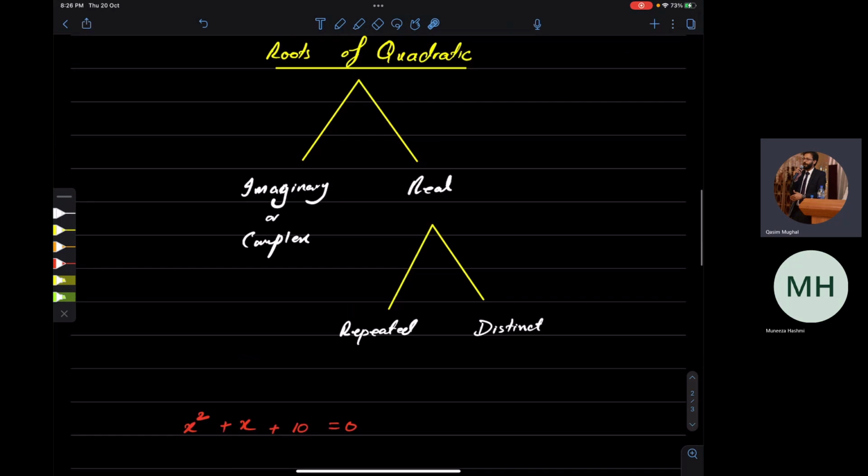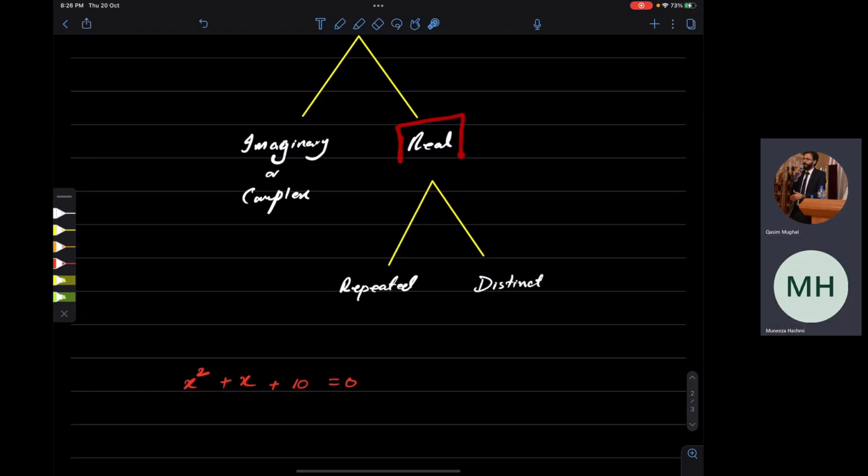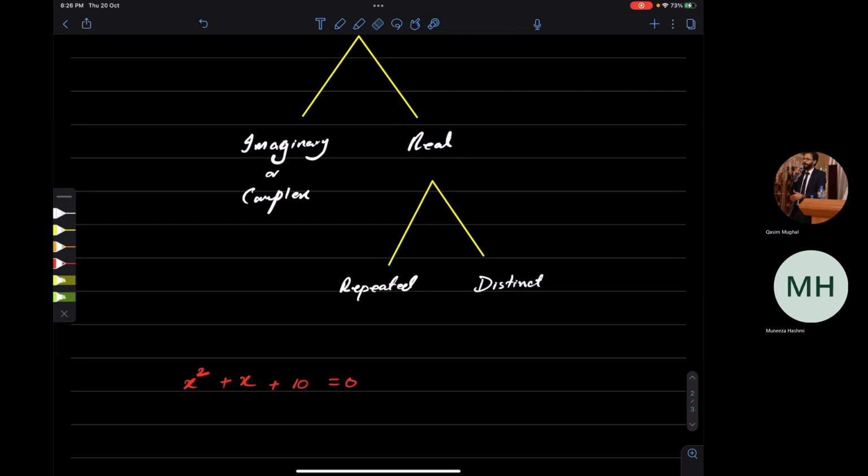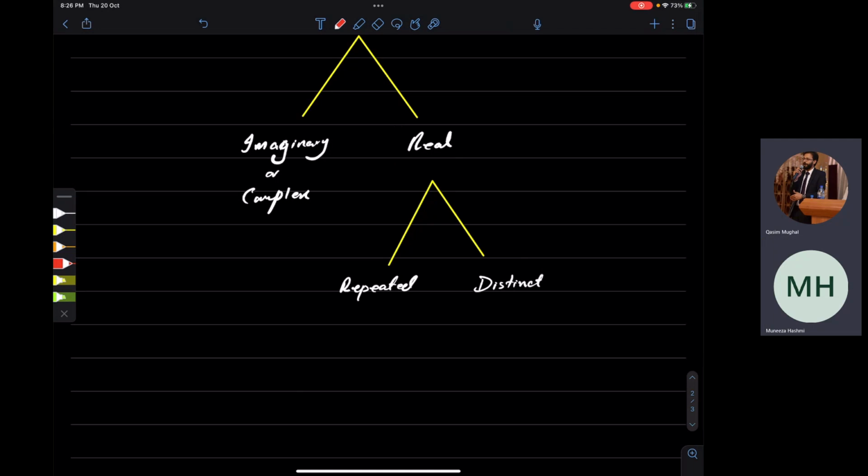I'm going to talk about this in detail in a minute. Now, these are the types of roots which you have been dealing with up till now. I'm just giving them a name, so they're not new for you. Repeated ones are basically two same answers. Remember, in a quadratic equation, you will always get two answers. Repeated roots are those where you have two same answers.